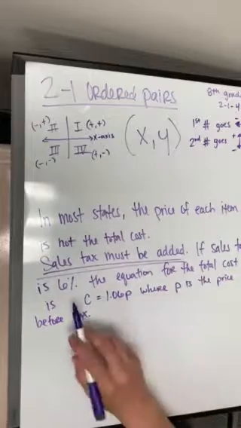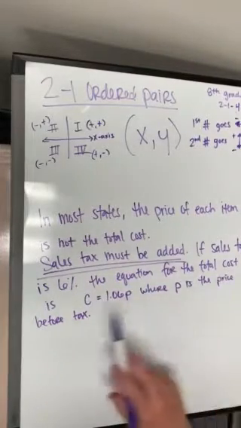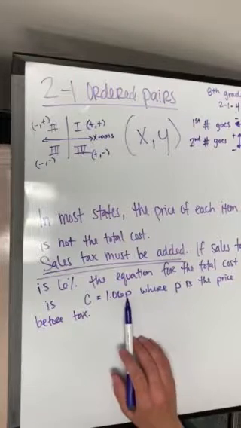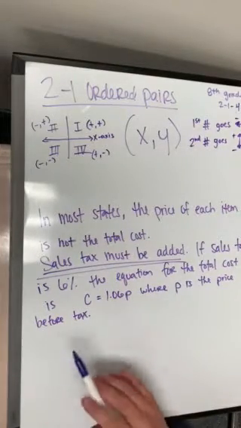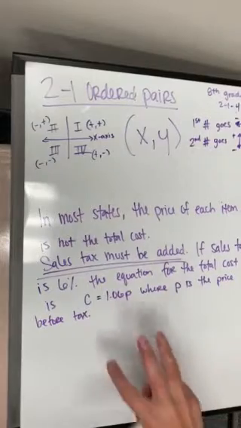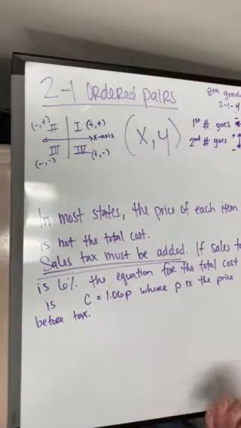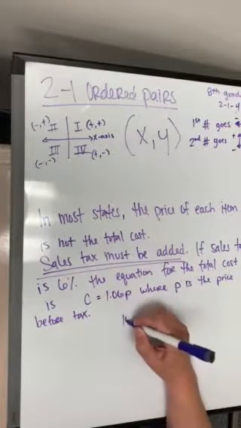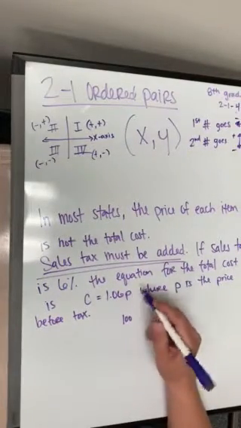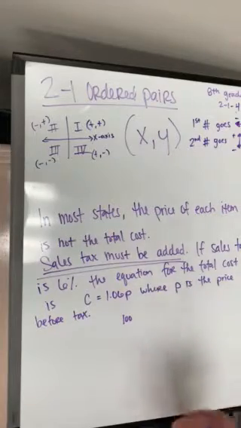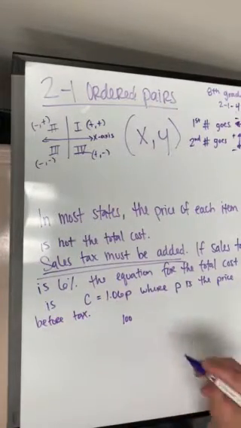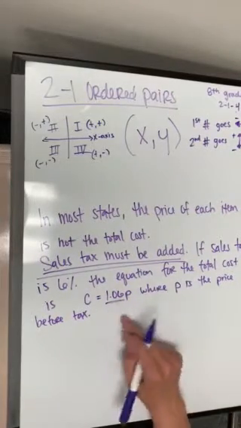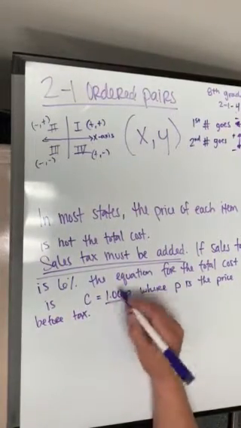If sales tax is 6%, the equation for the total cost is C is equal to 1.06 P, where P is the price before tax. So what this is saying is, if I go to the store and I buy something for $100 and I have 6% of that as sales tax, I am actually paying, so you'll notice this, you're actually paying 106%. So that's where this is coming from.